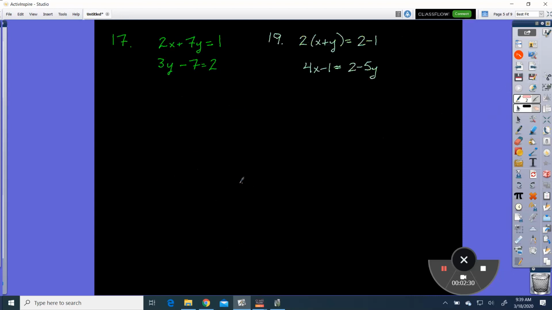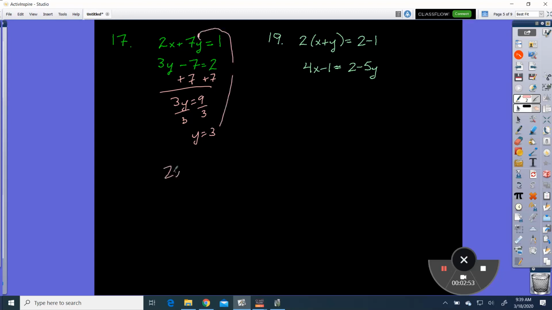All right, the next one that I thought I'd work out for you is number 17. It says use substitution. Now, 17, at first when I look at it, I was like, oh, we're going to have fractions. But then I looked at the bottom one, and it has just y without any x's. So that just really means all you're going to do is solve for y. And you see that y equals 3, and you plug that back in.